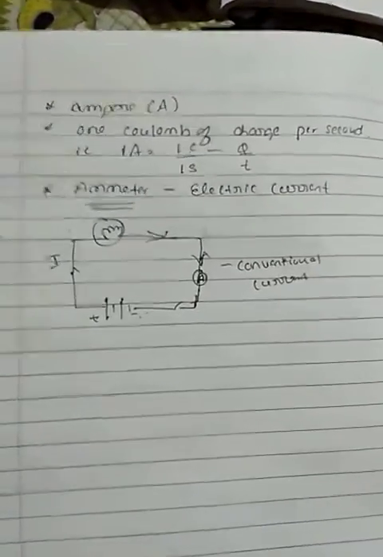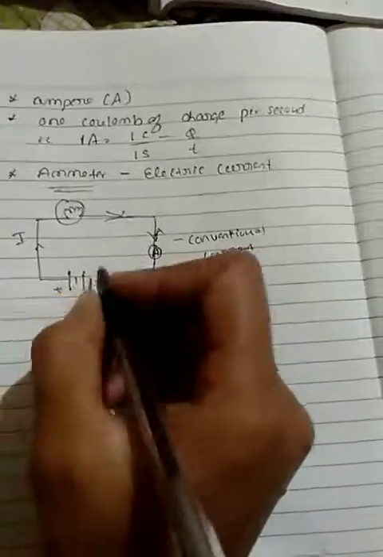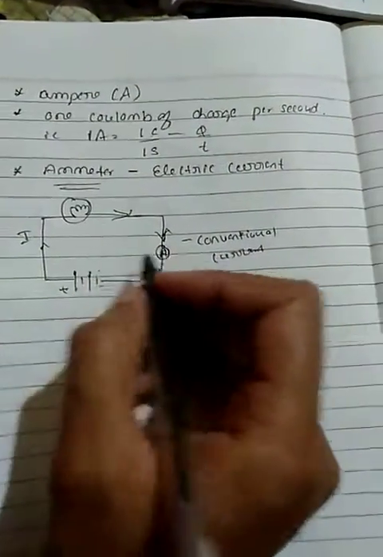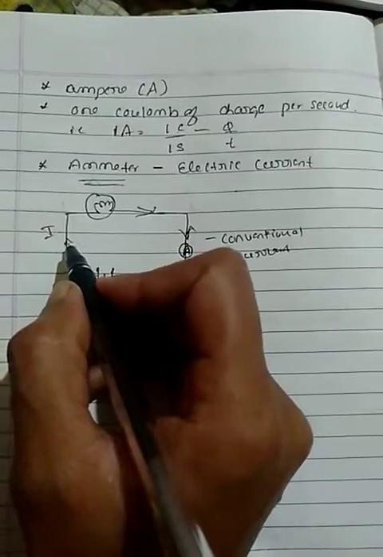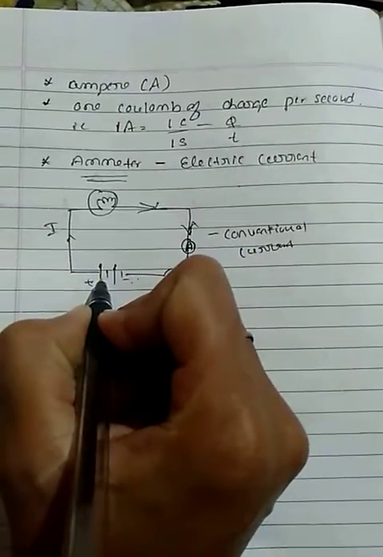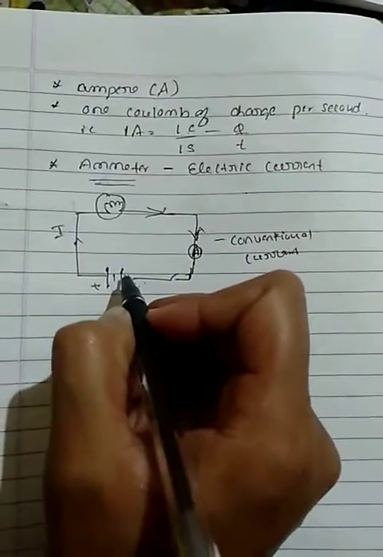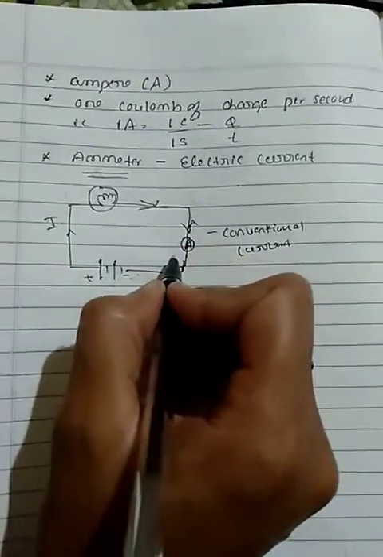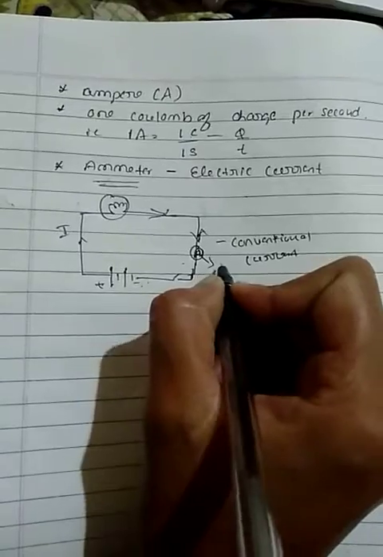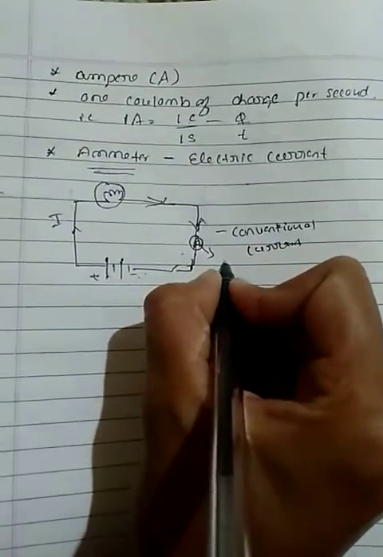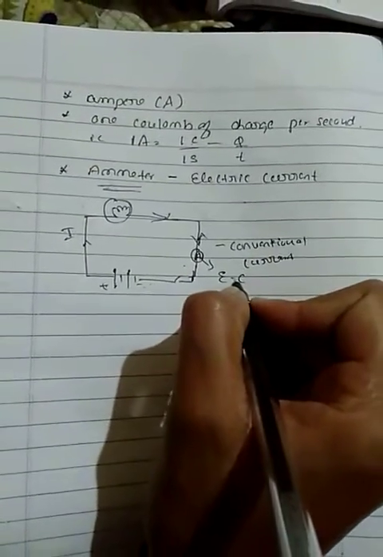See here, I told you that the electric current always flows in the circuit from the positive terminal of the cell to the negative terminal of the cell through the bulb and the ammeter. And the ammeter is an instrument which is used to measure the electric current in a circuit.